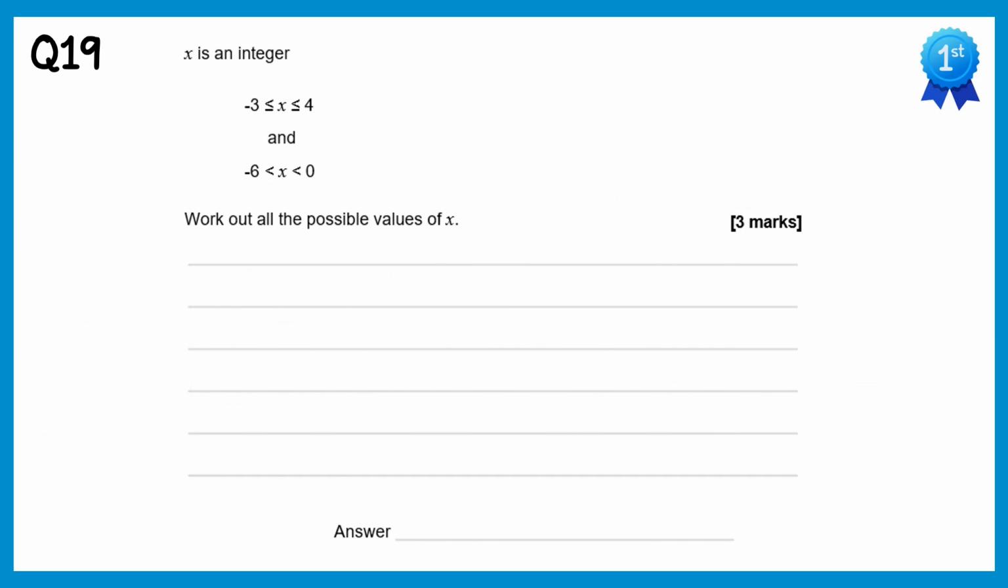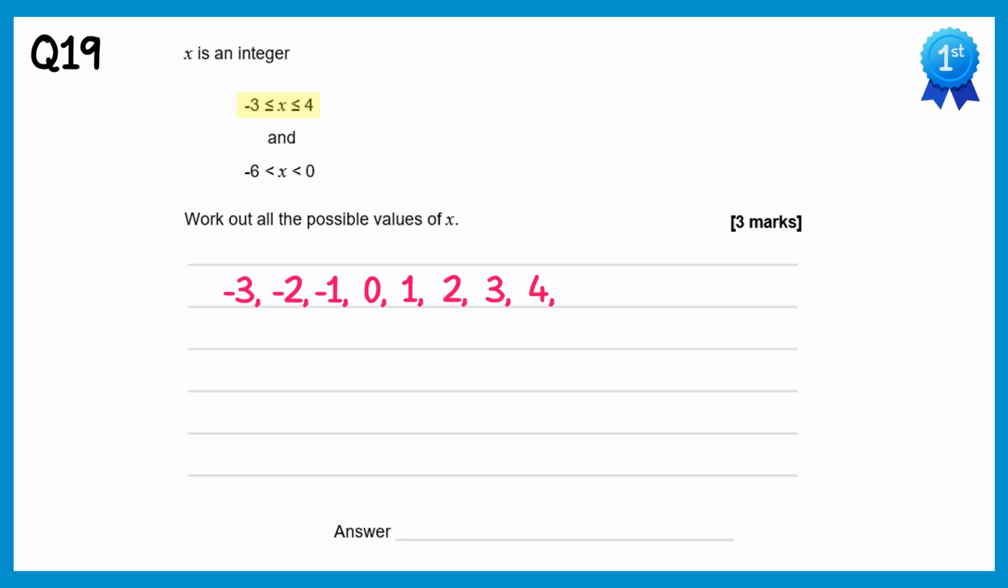For this question we have x which is an integer, and it must obey both of these inequalities. So if we look at the first one here, -3 is less than or equal to x is less than or equal to 4. This just means all of the numbers that are in between -3 and 4. And since we have the less than or equal to signs, it can actually be -3 and it can also be 4. So we have -3, -2, -1, 0, 1, 2, 3 and 4.